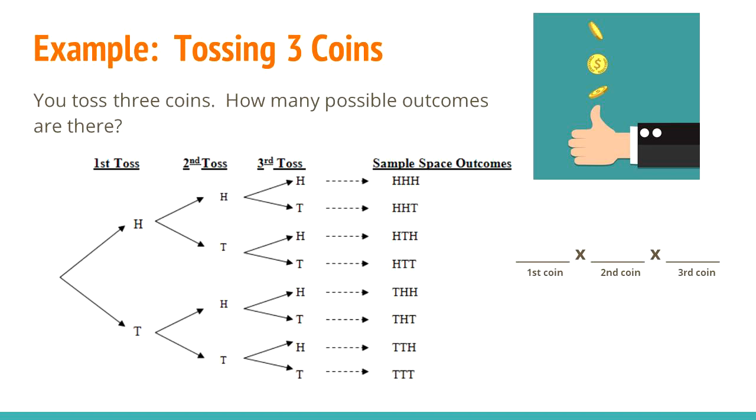It's much easier, though, to put this together in a multiplication. So over on the right, we're multiplying the outcomes for the first coin. There's going to be 2 of those, heads or tails. Outcomes for the second coin. Again, it's the same coin, so there's 2 of those, heads or tails. And same with the third coin. There are 2 outcomes for the third coin. So we end up with a product 2 times 2 times 2, which gives us the same 8 total outcomes.